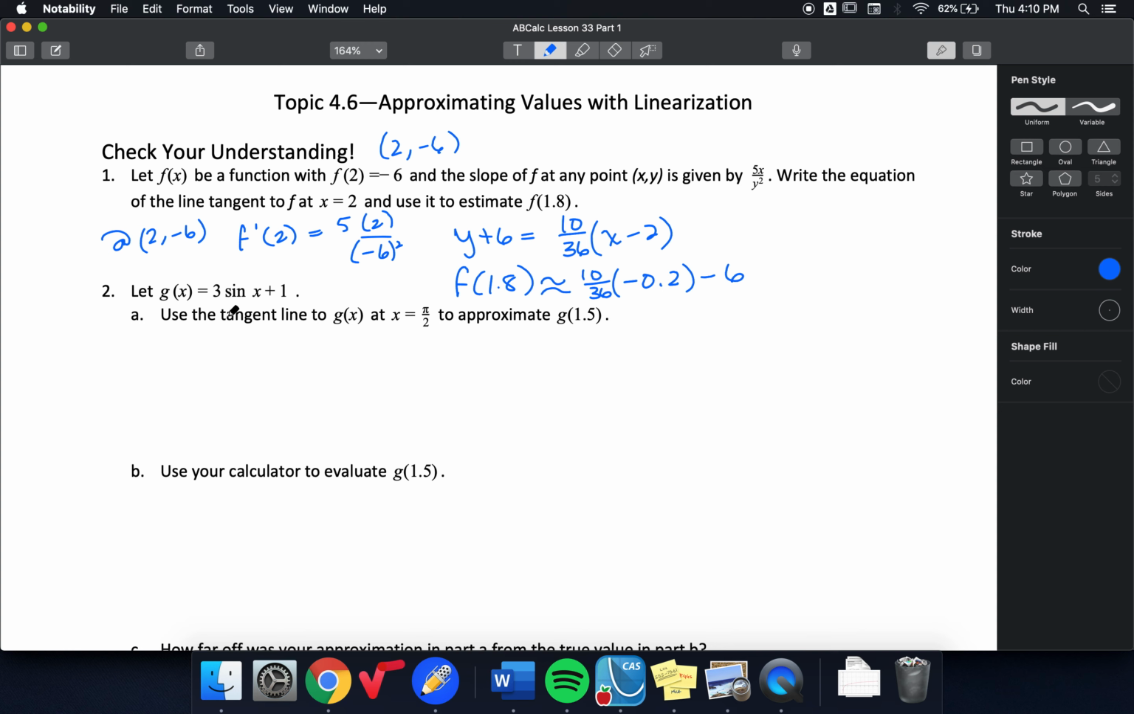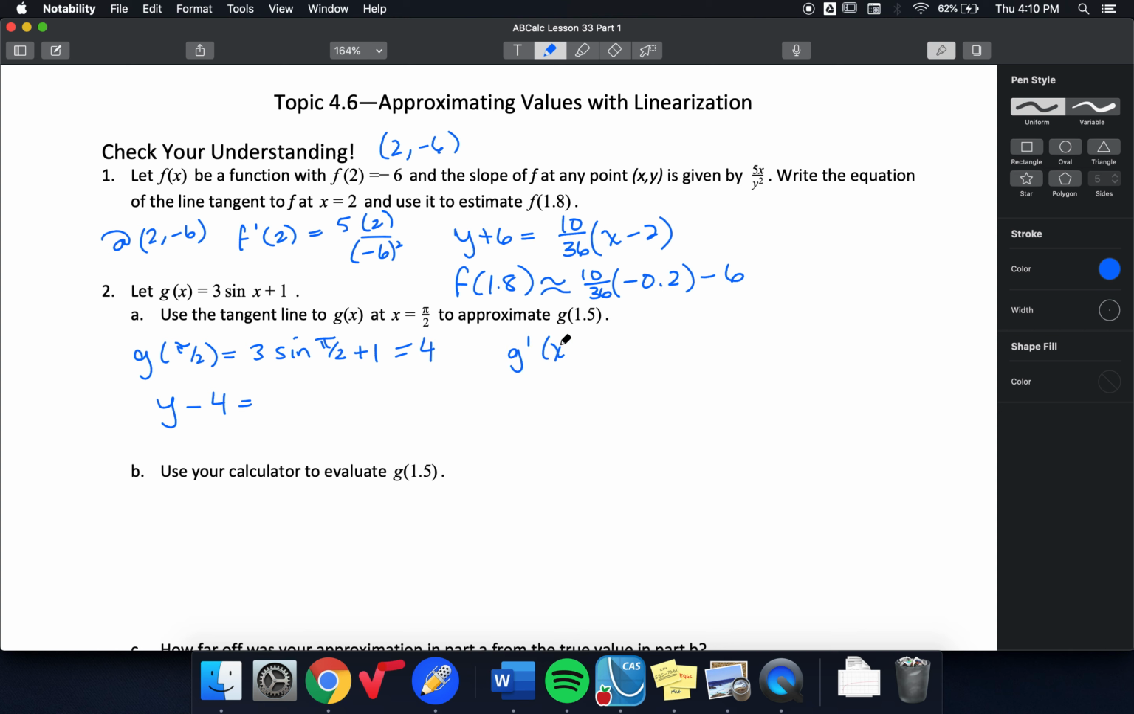All right, here's my g prime of x. Use the tangent line at x equals pi/2 to approximate g of 1.5. Well, at x equals pi/2, g of pi/2 is going to be 3 sine of pi/2. Sine of pi/2 is 1. So 3 plus 1 is 4. So my tangent line will be y minus 4 equals my slope. Oh, I haven't found the slope yet.